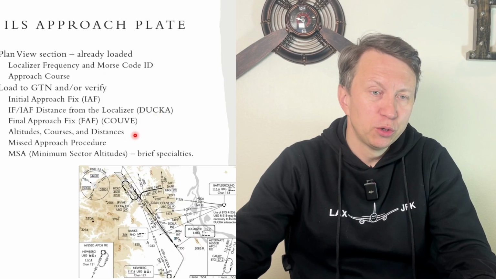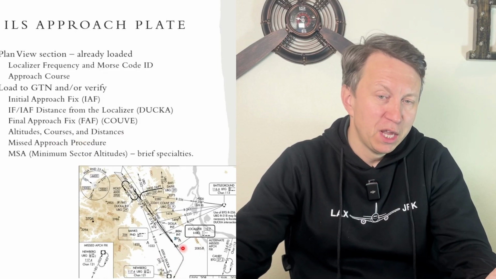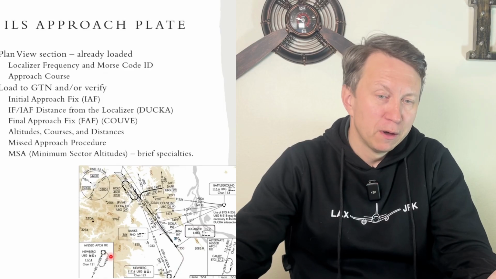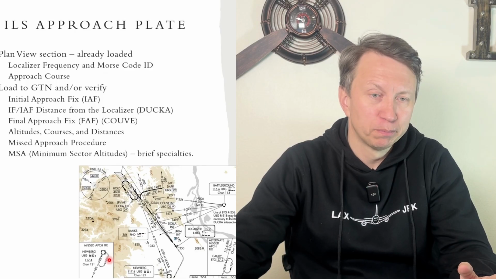Other things: altitudes, courses, distances, missed approach procedure. See that dashed line. That is often one of the questions on the checkride. Well, why is this portion showing in dashed and this hold here as well? The dashed line would be your missed approach segment of the approach.